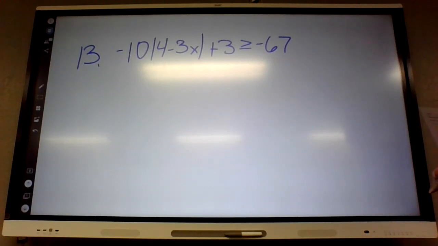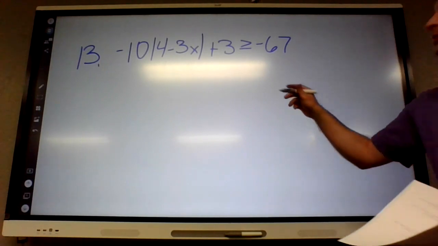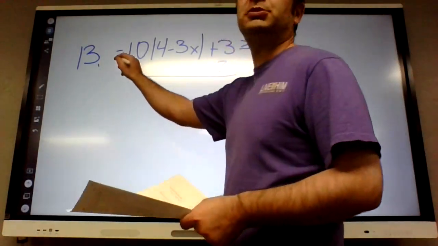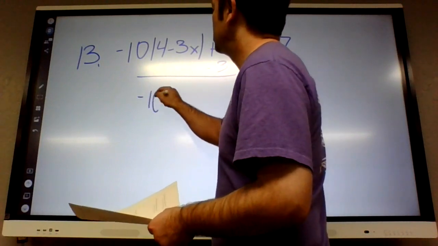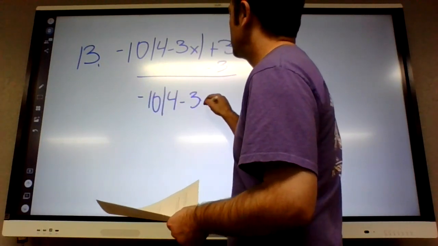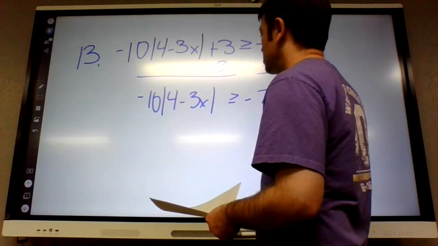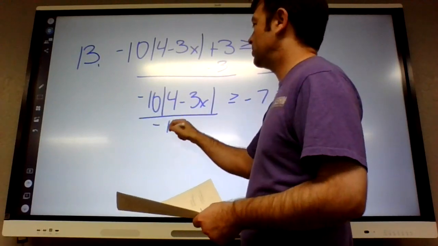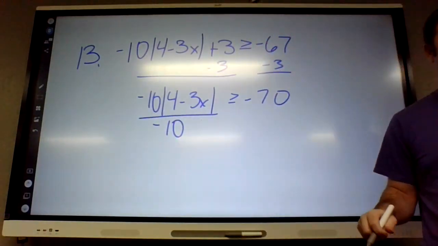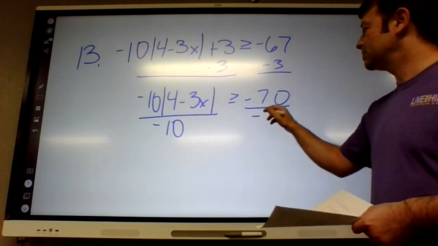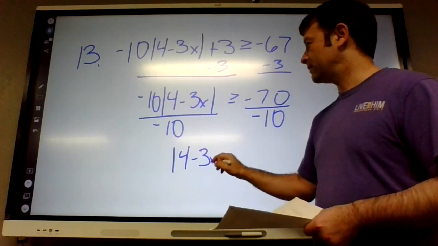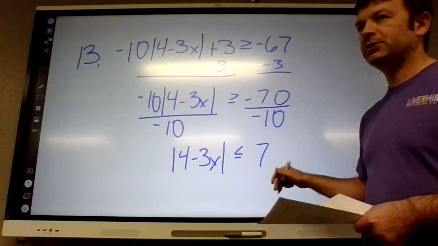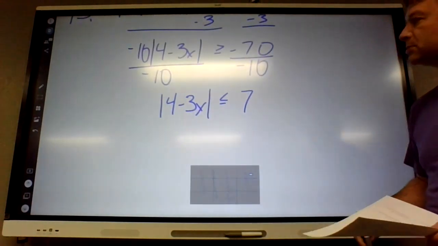Sam, what should we do first? Alright, subtract 3. Subtract 3. So then you have negative 70. Then you divide by 10, which is negative 70. Okay. You have to divide by negative 2. Oh, no, so it's 7. What happens when you divide an inequality by negative? It switches. Inequality switches. That's it.